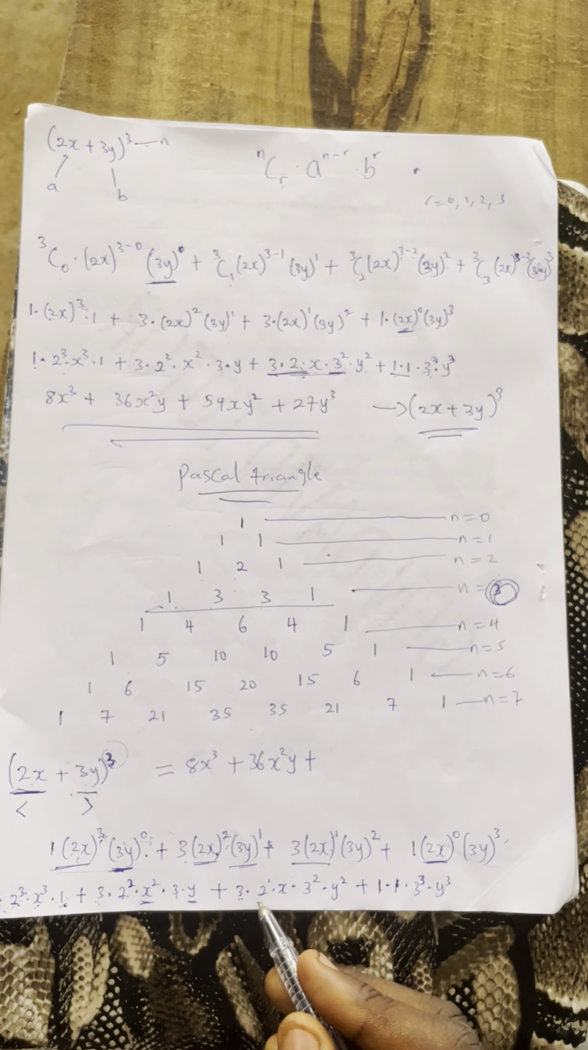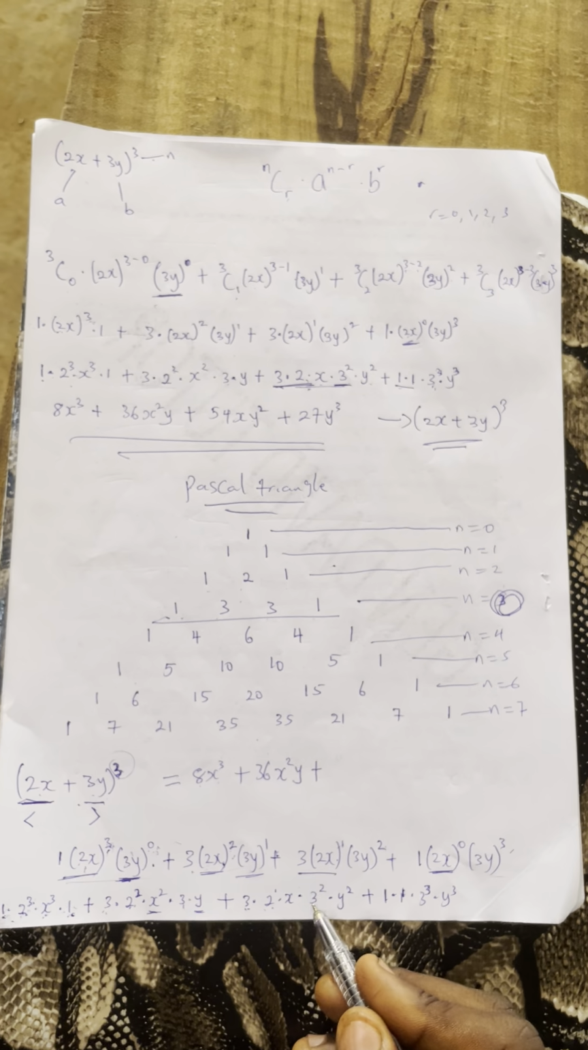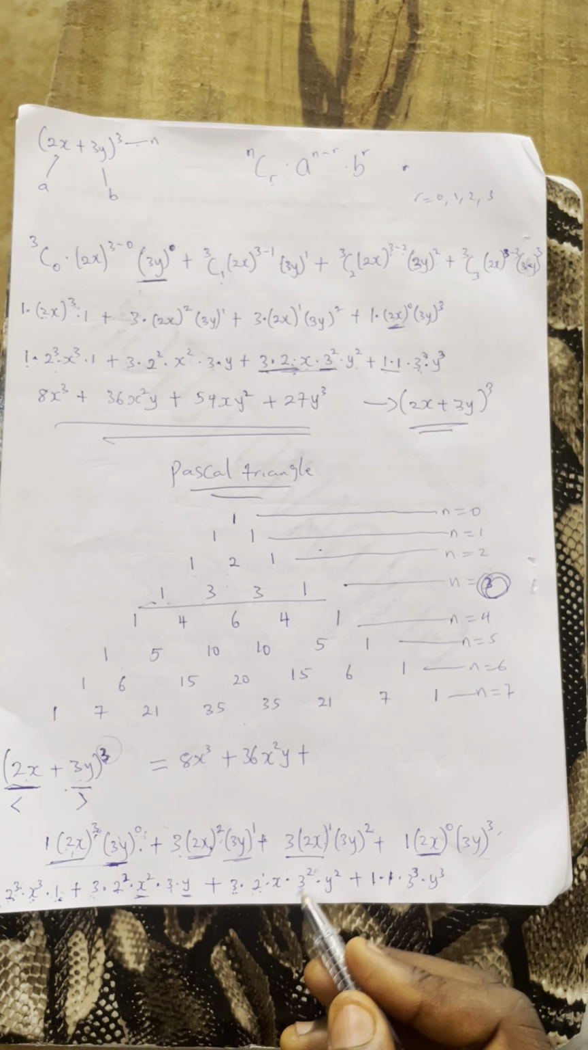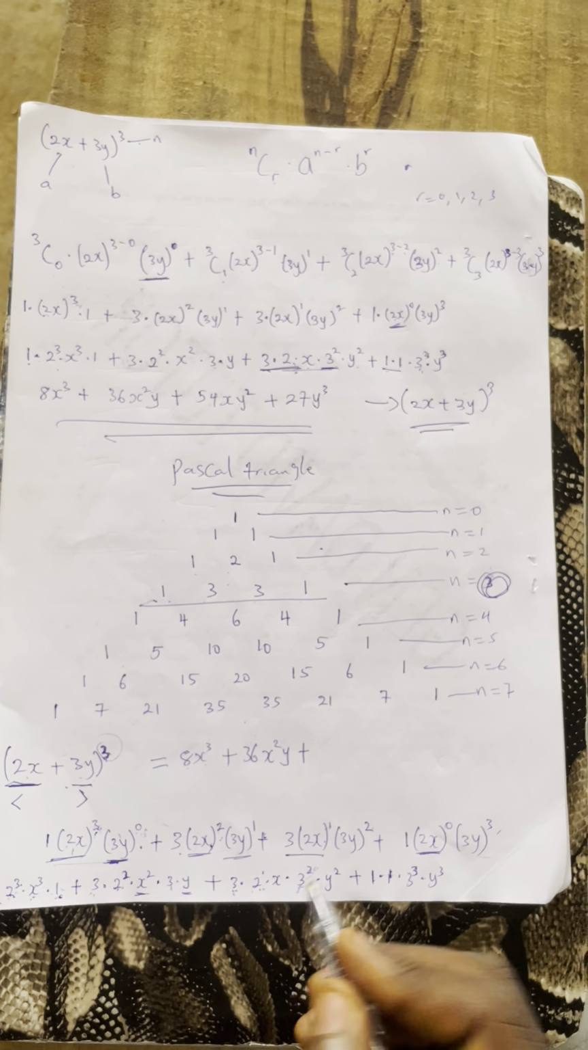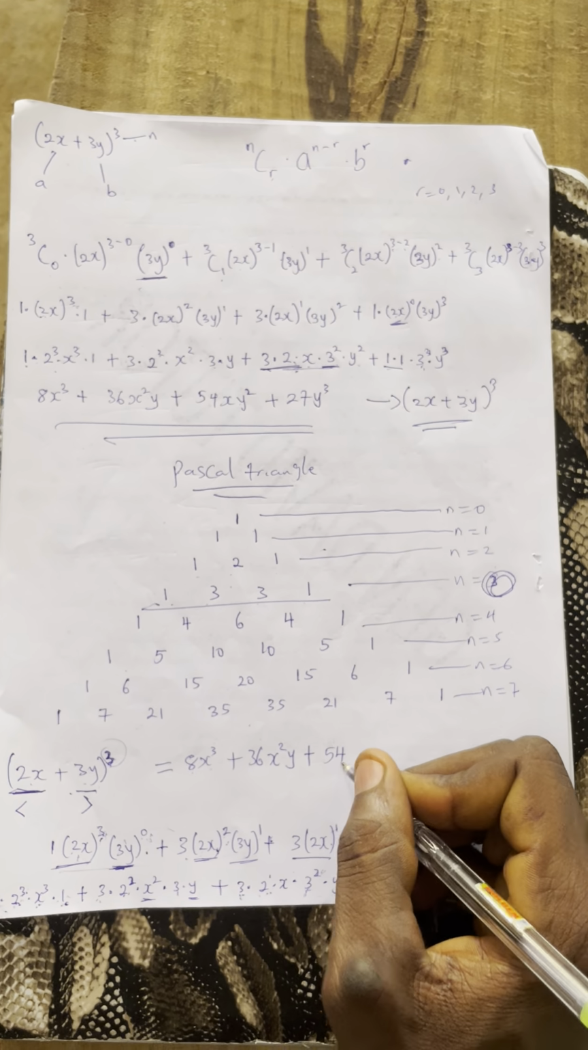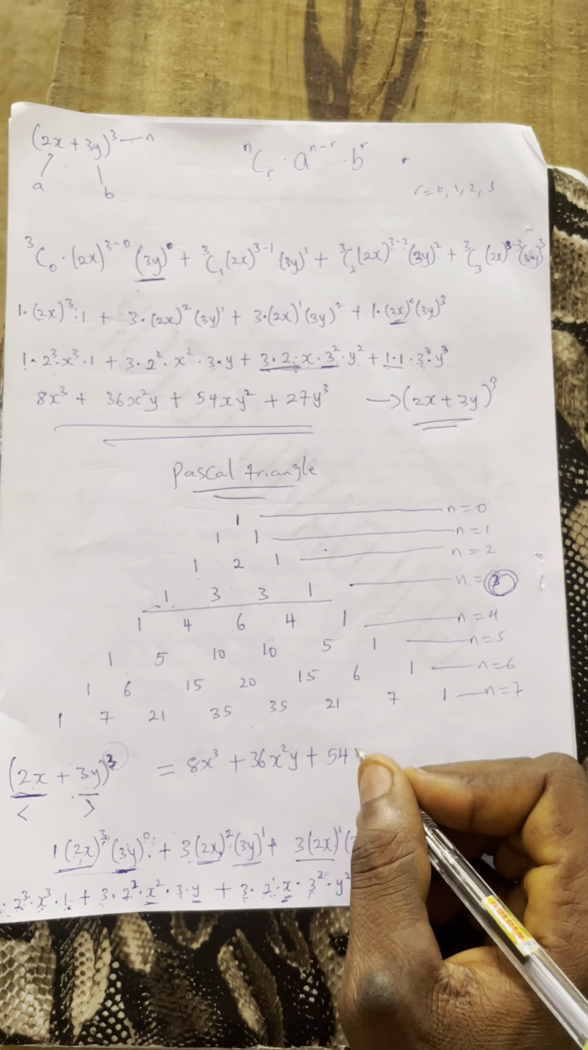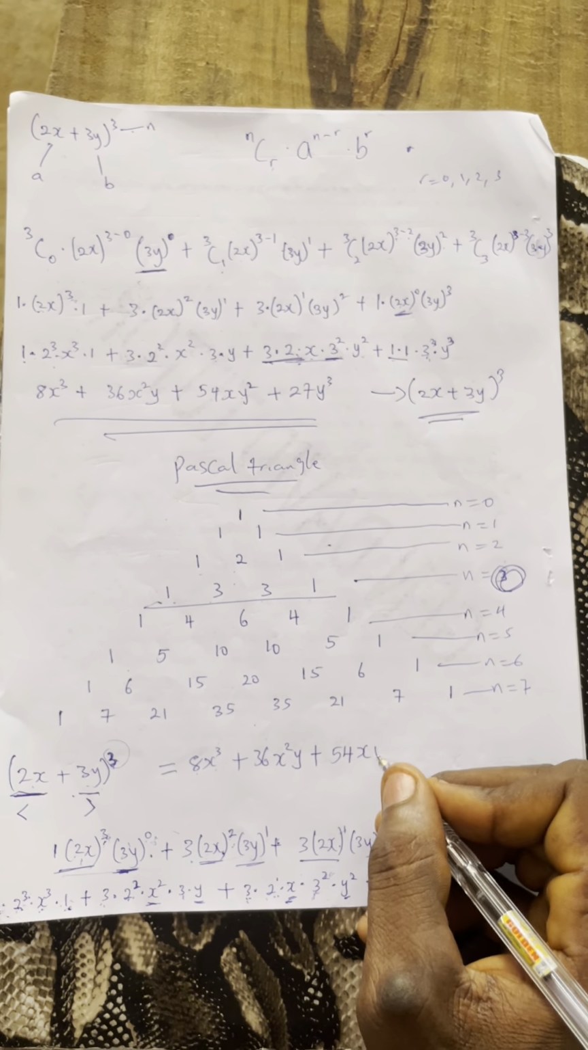Plus, let's get to this place. This 3 multiplied by 2, that's 6. Times 3 raised to power 2. 3 raised to power 2 is 9. So we now have 3 times 2 times 9 will give us 54. So that's 54. Then what are the alphabets? This alphabet x here, and this y raised to power 2.